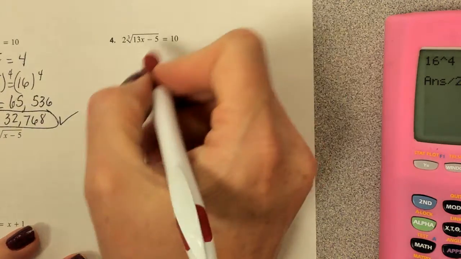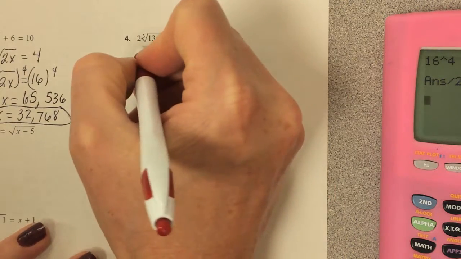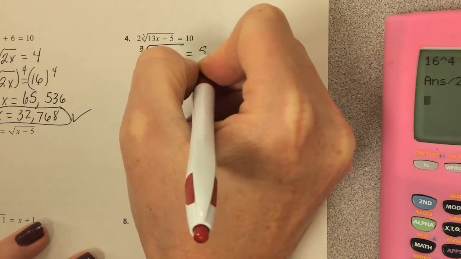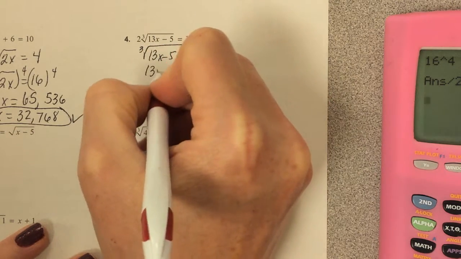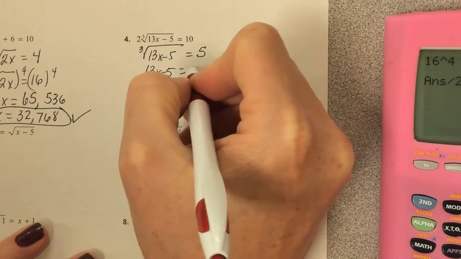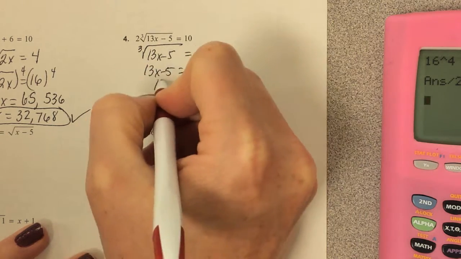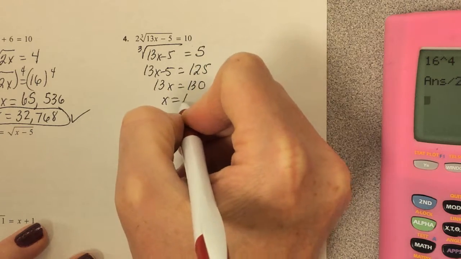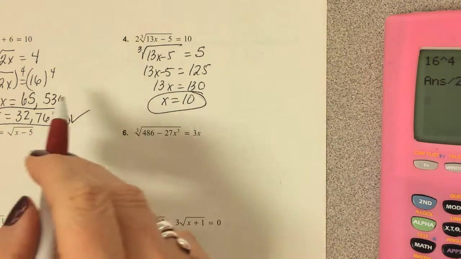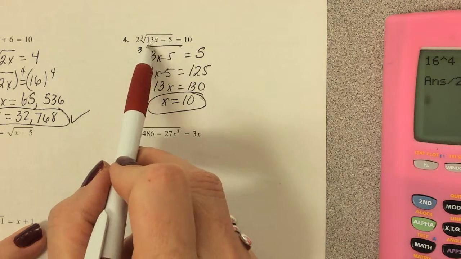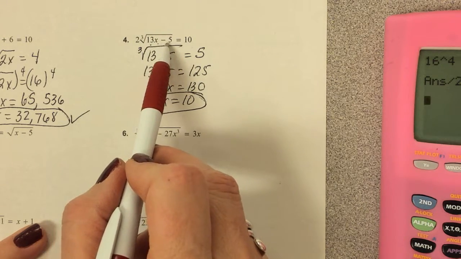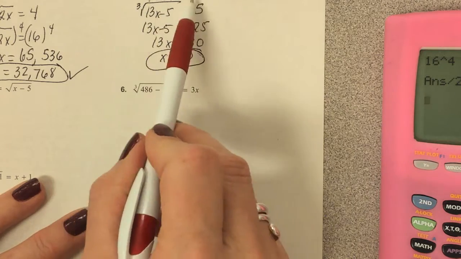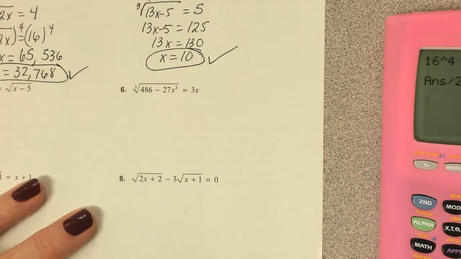All right, let's look at this one. First thing we're going to do is divide by 2. Cube both sides. Add your 5 and divide by 13. X is 10. Plug it back in. 13 times 10 is 130, minus 5 is 125. Cube root of 125 is 5, times 2 is 10. Okay?